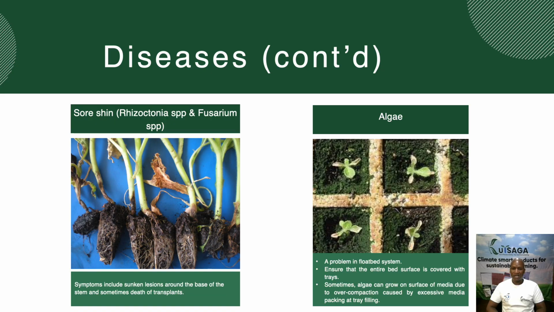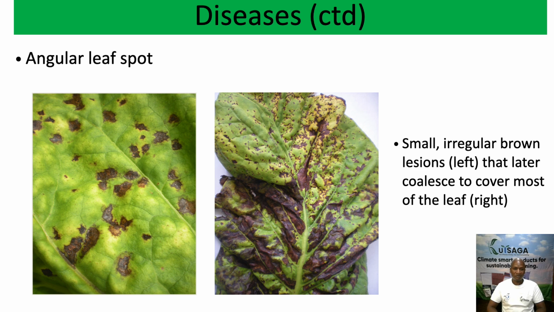Another condition that you tend to find in seedlings is algal growth, where if your float trays are not properly set in the float bed system, the presence of light encourages the growth of algae on the surface of the water and also on the surface of the media. And this interferes with water uptake and nutrient uptake as well. So ultimately, the seedling also suffers and dies.